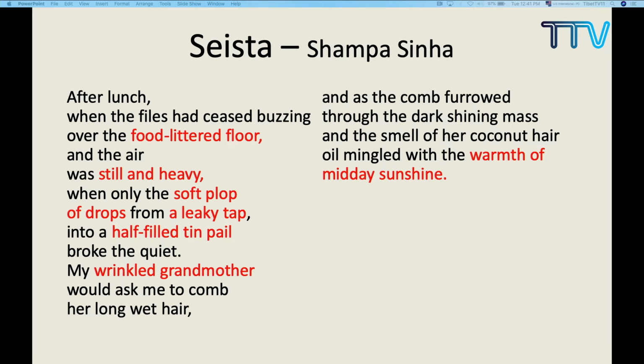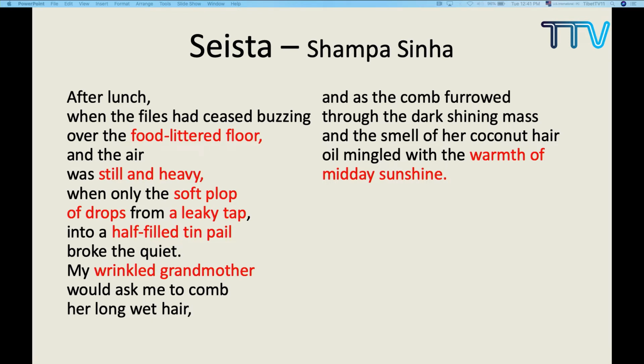If you look at these words, food-littered floor, this is another image. Food-littered floor means you are able to see a picture of a floor filled with leftover food. Then, the air was still and heavy. You can see the air was still and very hot.